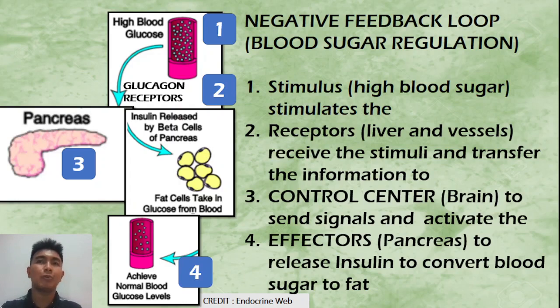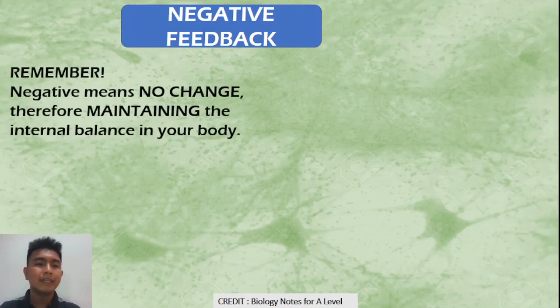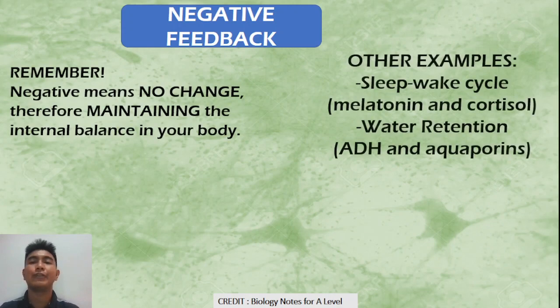Remember, too much is always poisonous to the cells. Same goes with sugar. If your blood gets too much sugar, it can be very dangerous too. So the body needs to balance that. Again, negative means no change, therefore maintaining the internal balance in your body.